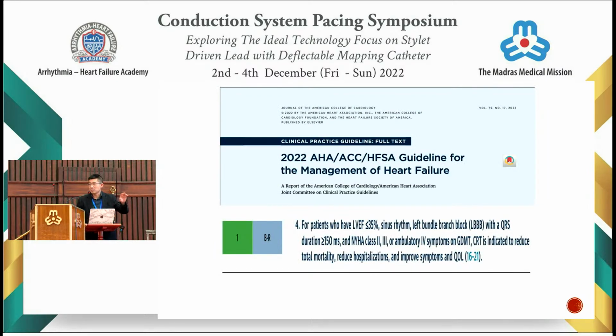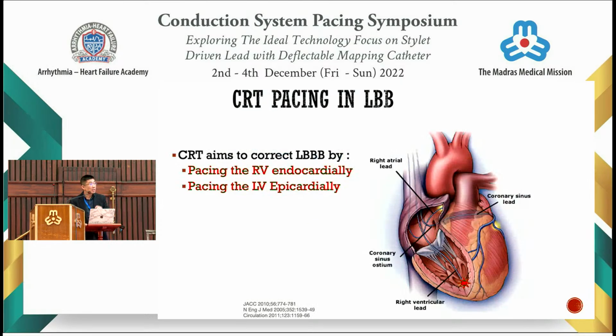Okay, so we know all the guidelines. Everybody knows about CRT: QRS more than 150 milliseconds, left bundle branch block, EF 35%, poor NYHA class, CRT goes in, class 1 indication, done deal. We know how it works, we know how to get the CS lead, that's it. But if you really think about it, what we're doing is pacing endocardially on the right side, and then pacing epicardially on the left side. Both in themselves individually cause dyssynchrony.